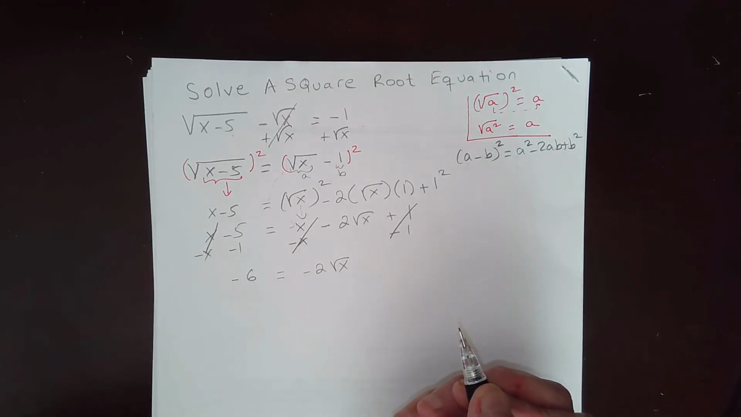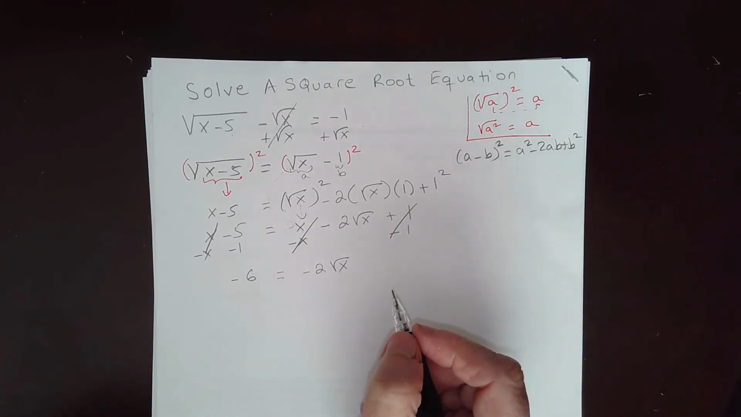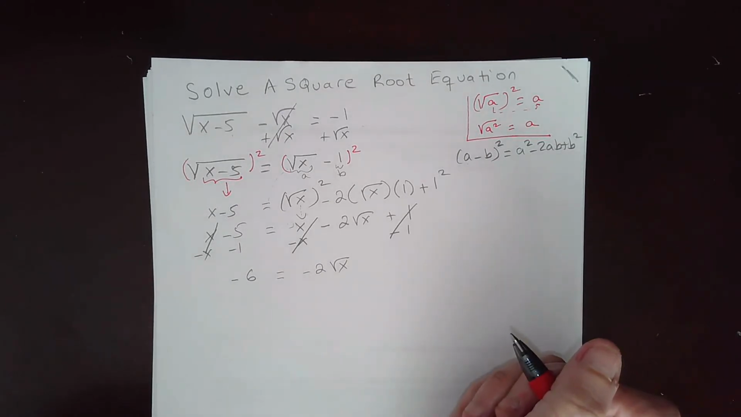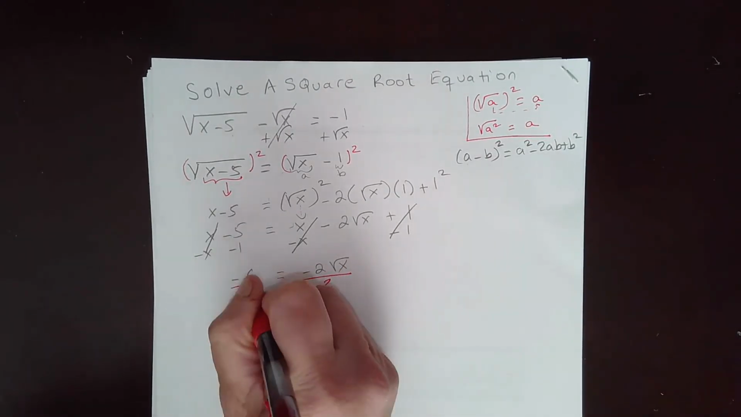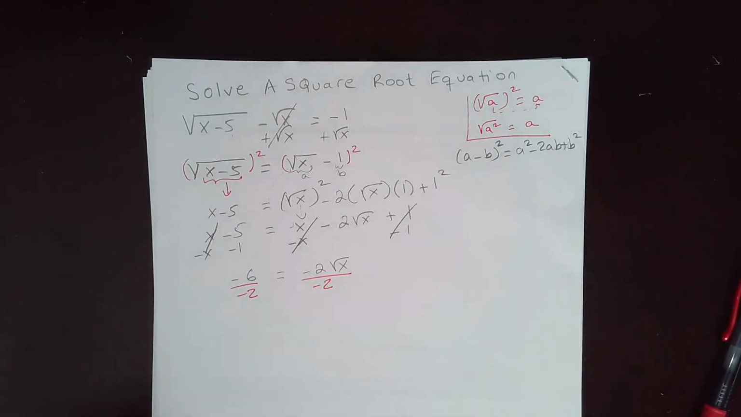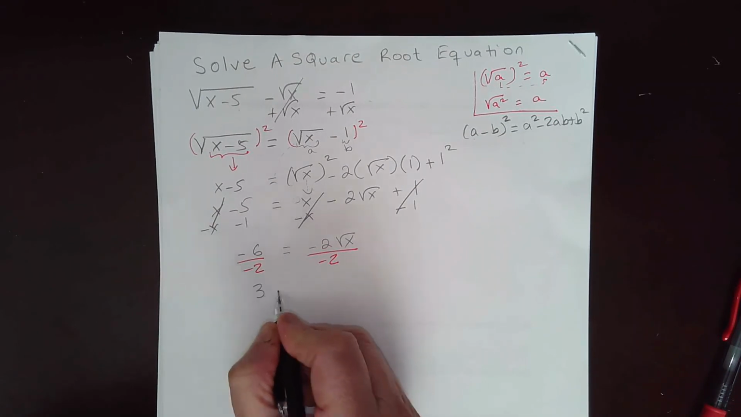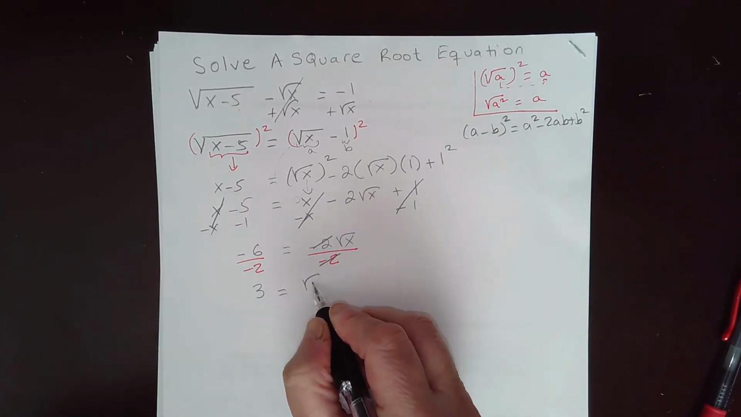Now you can multiply by a number, but in here what I would do is I divide by negative 2 or multiply by negative 1/2. So if I divide by negative 2, what's going to happen? Negative 6 divided by negative 2, that's going to give me 3, equal. The negative 2 divided by negative 2 cancel. And what's left is square root of x.